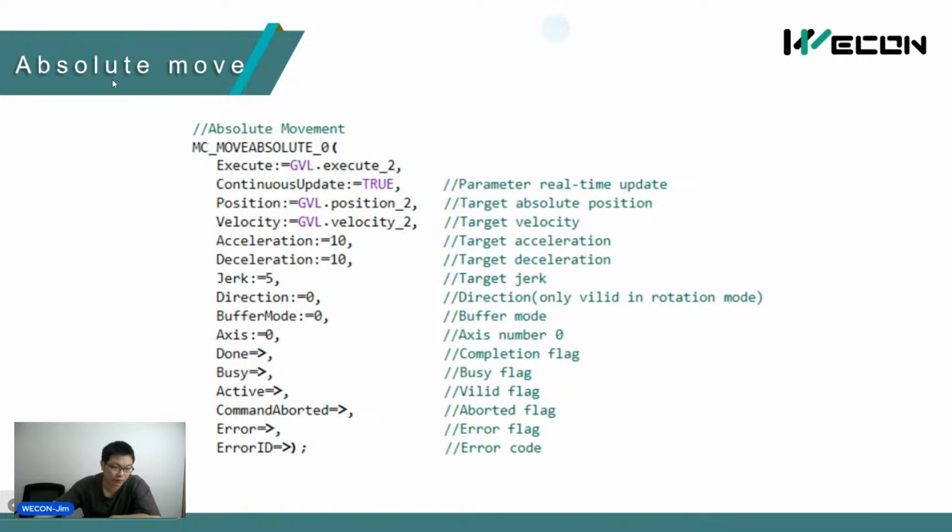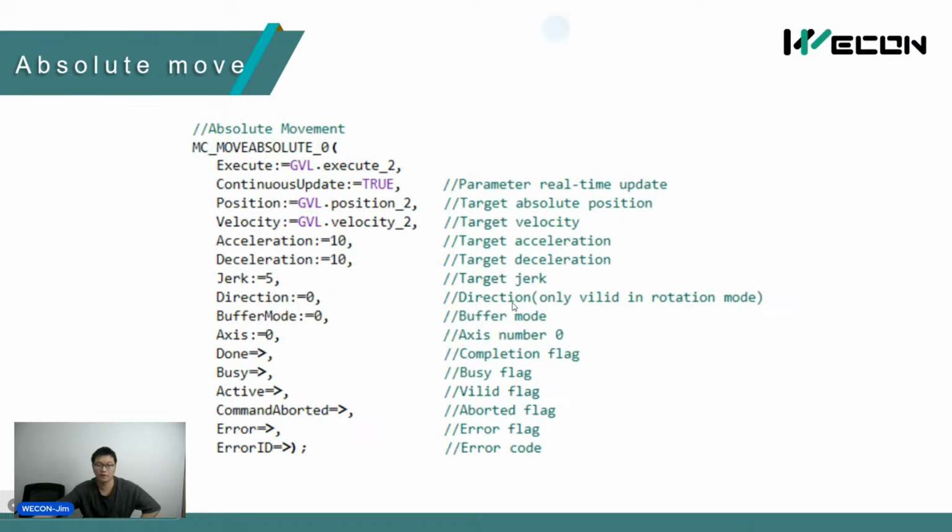This is the absolute move function block. Here are the input terminals. Execute is used to trigger the running. And continuous update, if we set it as true, then we can change the target position and target velocity in real time. And next is our target absolute position, target velocity, acceleration, deceleration, and jerk, some motion control parameters.